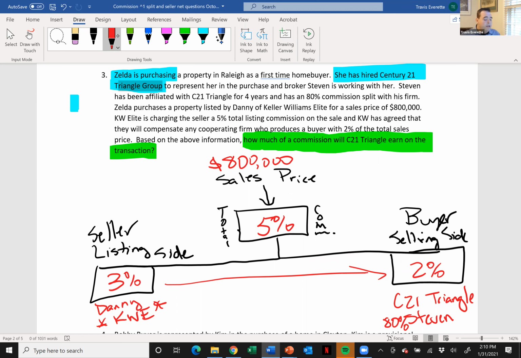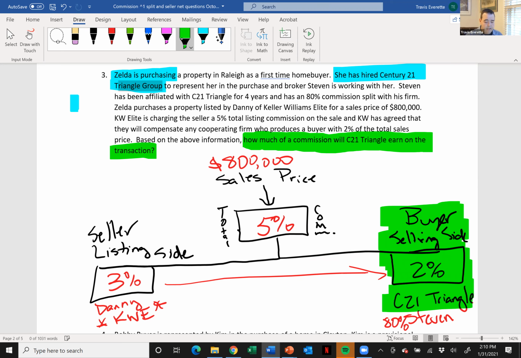Okay. Based on the above information, how much of a commission will Century 21 Triangle earn on the transaction? Now that question actually means something because I know they are right here. This is their side right here. And I'm dealing with Century 21 Triangle, the firm, the whole side will earn that 2%. It really doesn't matter that Stephen has an 80% split with them because that's internal to his firm. And they didn't ask us for how much money he was going to get paid. They asked how much money was going to his office, and the office gets the money before he does.